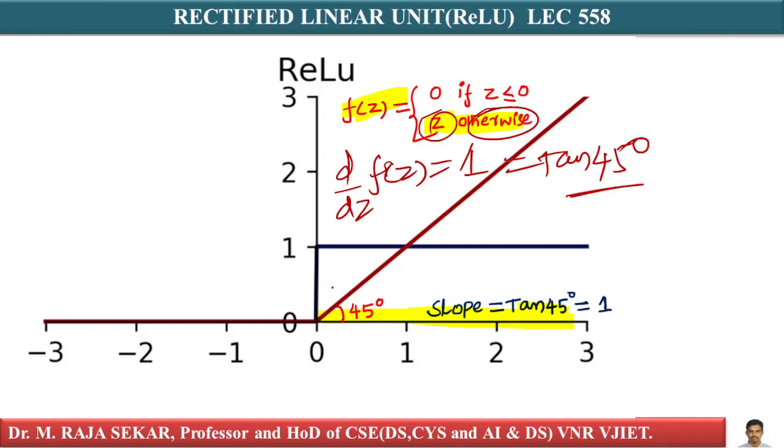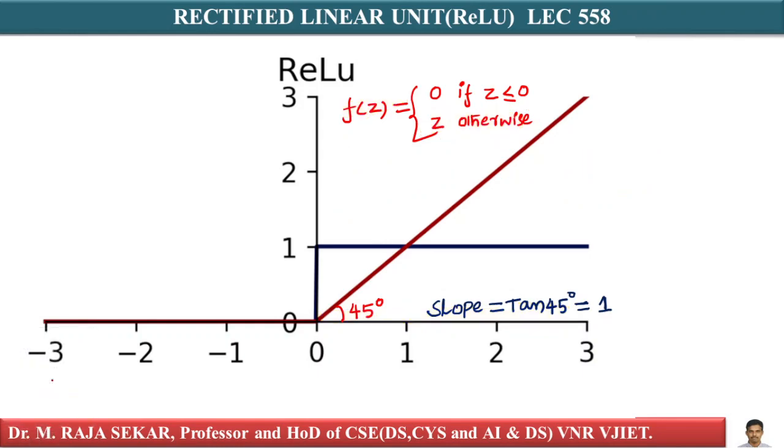The derivative is 1. If Z is greater than 0, your slope is always equal to 1, isn't it? It is always constant. Here, if you observe in this direction, what happens? Here your theta equals 0, therefore your slope, tan 0, equals 0. It is always constant. Slope is equal to 0. Constant means derivative is 0.